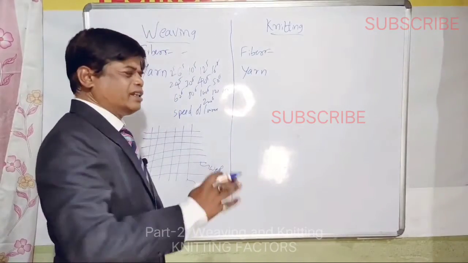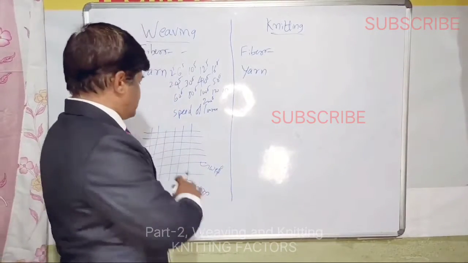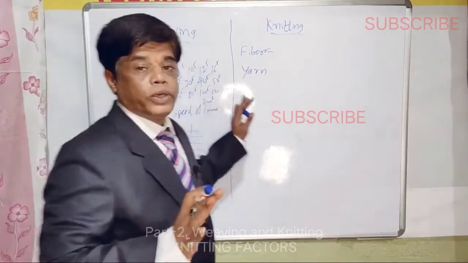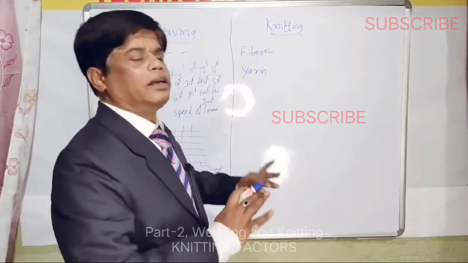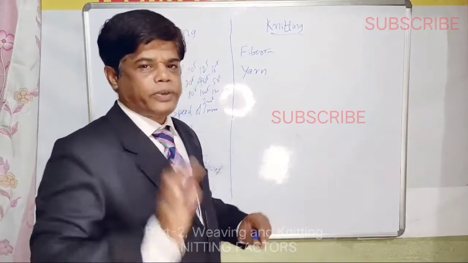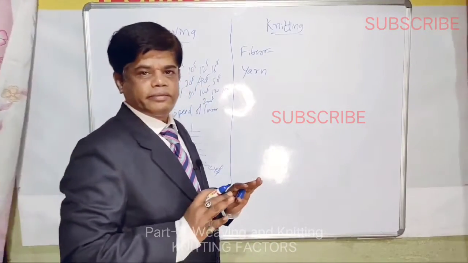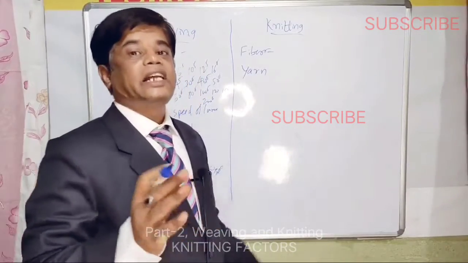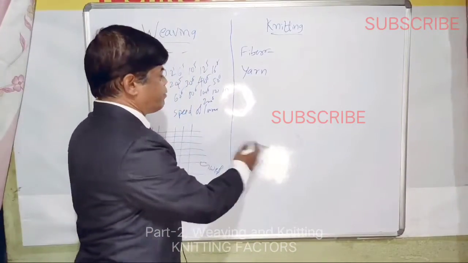Okay, the density, other technical points, that is EPI, PPI, I don't want to explain. I'm just going to give weaving and knitting, the basic elementary LKG, UKG subject. I'm not explaining textile technology here. Just the difference.